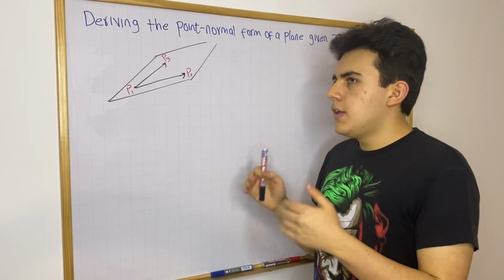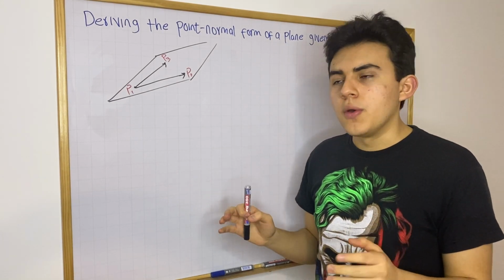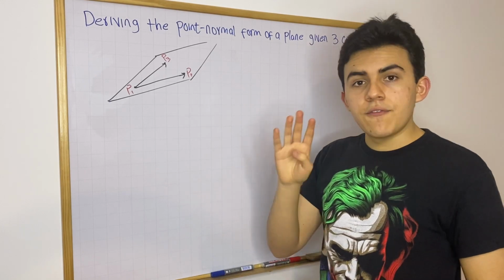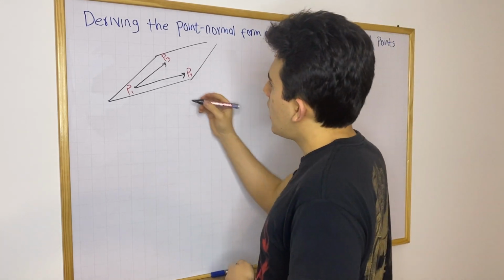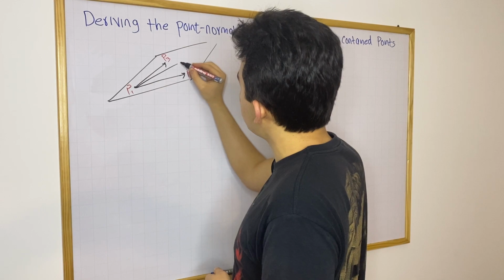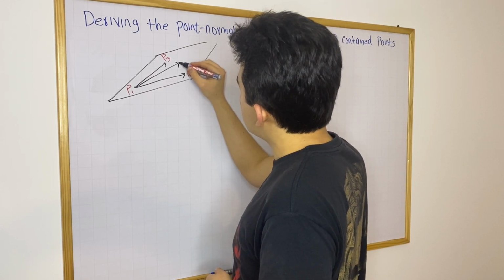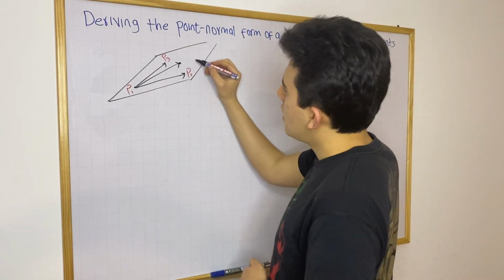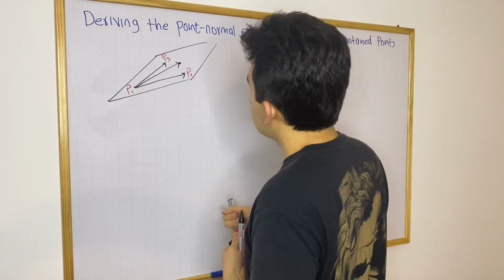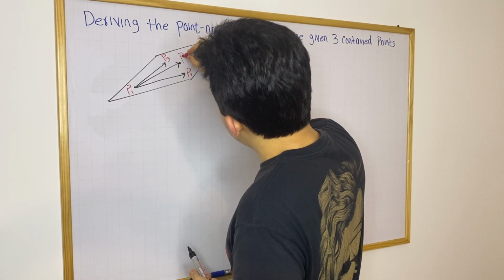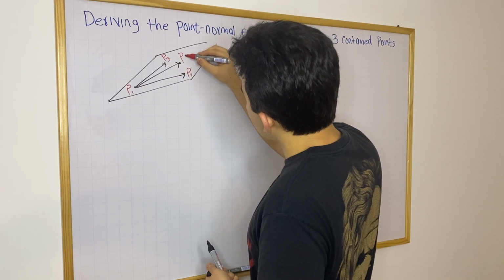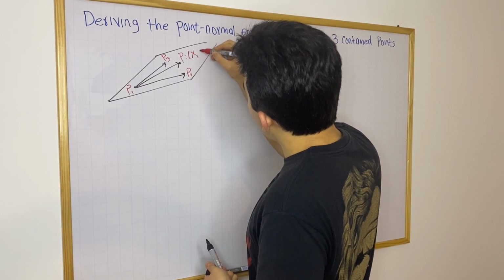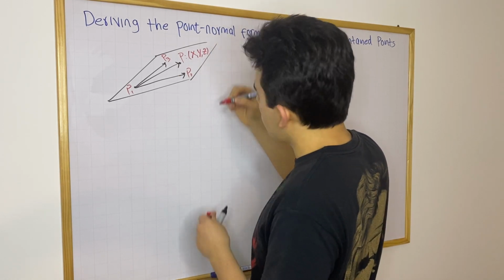Now, this is the line of reasoning that we need to follow. Say that we have a fourth point, okay? And let's say that that point will give us the following vector, which will have a head here. I want to call this point just P. And P will have coordinates X, Y, and Z, okay?